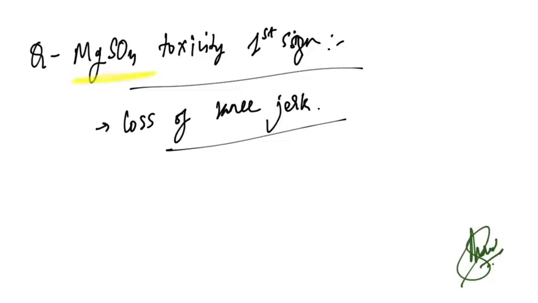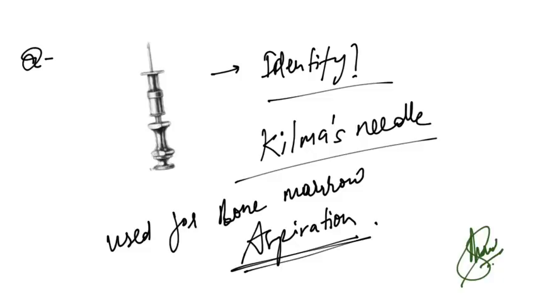Now, MgSO4 toxicity. What is the first sign? It is loss of the knee jerk. This is also a one-liner, easy question.